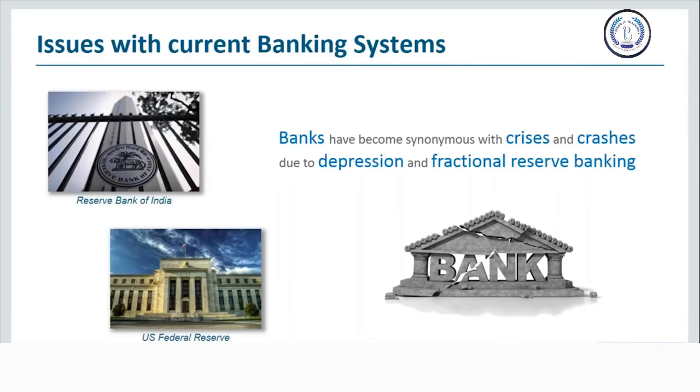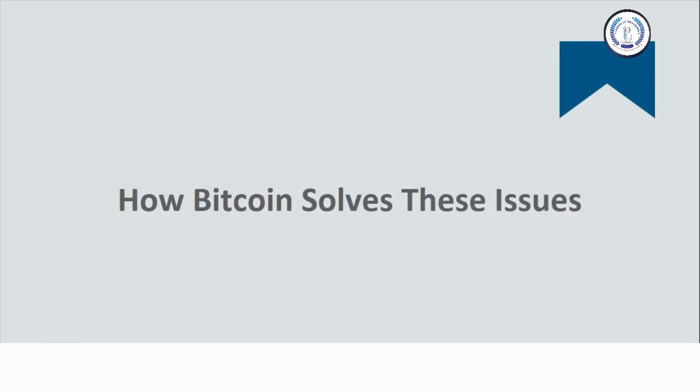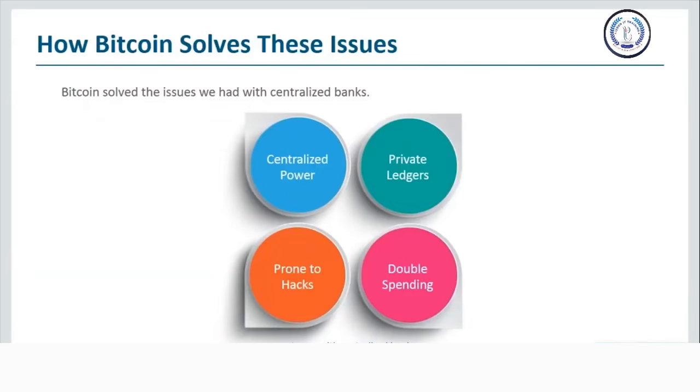A lot of people lost their jobs as well as money, but then again, this was something that people had done to try to get rich. So now comes the question: how can Bitcoin solve these issues? Now to understand this, let's take these four issues in itself.